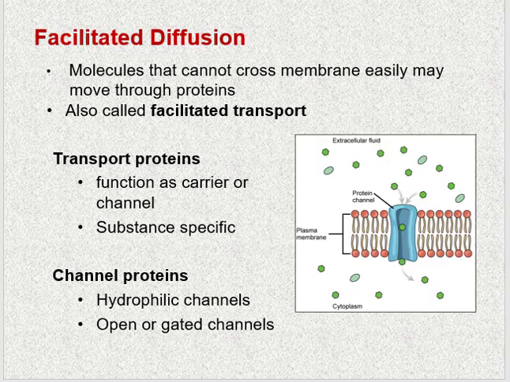Channel proteins have a hydrophilic channel through their core, which provides a hydrated opening through the membrane layers for substances to move through. Now, channel proteins can either be open at all times or they're what we call gated, which means that they can close depending on certain circumstances. When a particular ion attaches to the channel protein, it may control the opening.